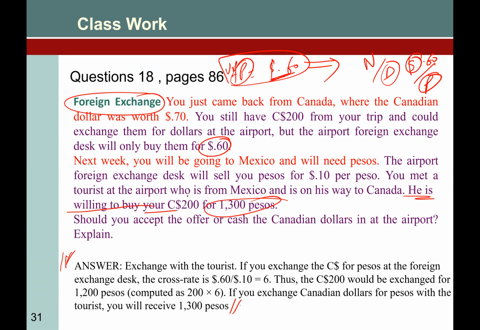So read this line. He is willing to buy the 200 Canadian dollars for 1300 pesos. And what you have is Canadian dollar. So you want to find out how much my Canadian dollar is in terms of peso. In other words, you want to find out the value of my 1 Canadian dollar in terms of peso. So you need to find this ratio. You develop this ratio by using these exchange rates. Understand, Michael?